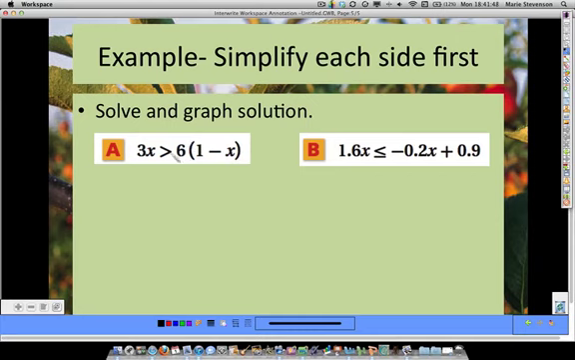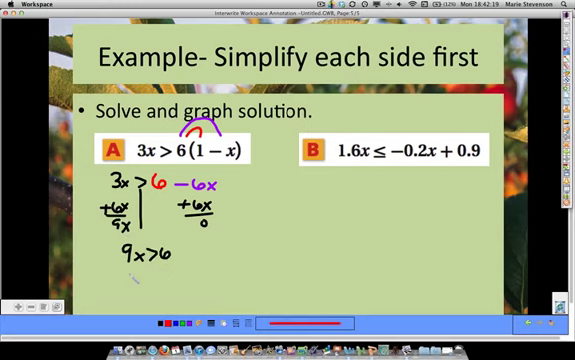So I'm going to distribute, I'm going to bring down the 3x, and I'm going to distribute this 6. 6 times 1, 6. Be very, very careful here. This is 6 times a negative x. That's negative 6x. Okay. Now, I want to bring my x terms together. The negative 6x is the smaller one, so I'm going to bring it over with the 3. And now I get 9x greater than 6.